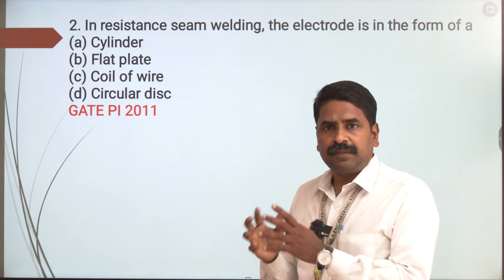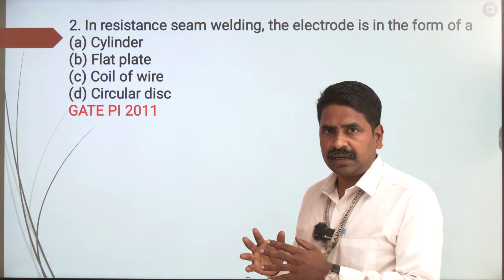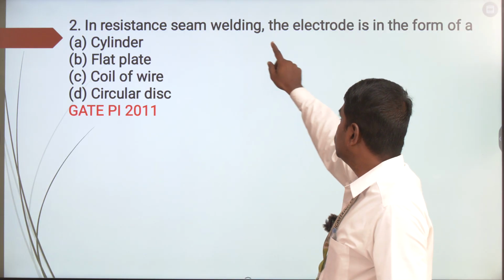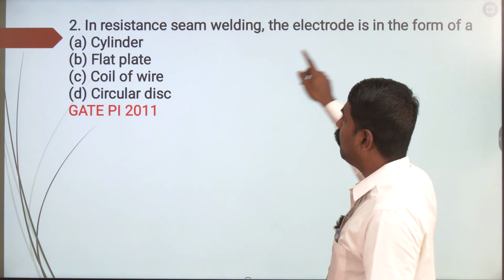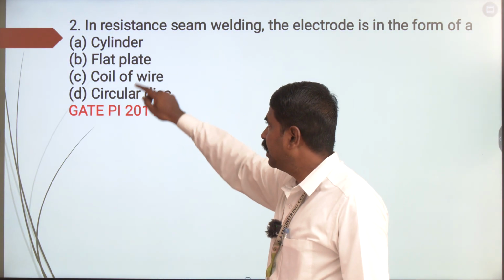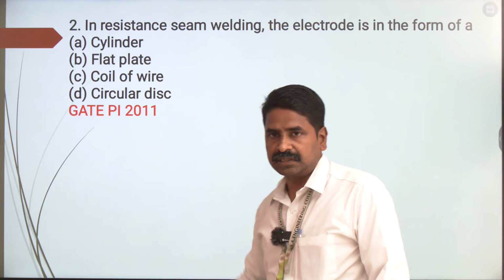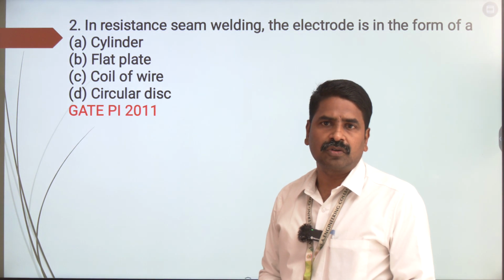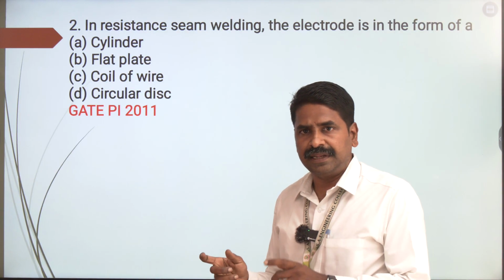The second question is going to be again a multiple choice question. It is going to be for 1 mark. As you can see, in a resistance seam welding, the electrode is in the form of a cylinder, flat plate, coil of wire, or circular disc. It has been asked in GATE 2001 under the production and industrial engineering domain.